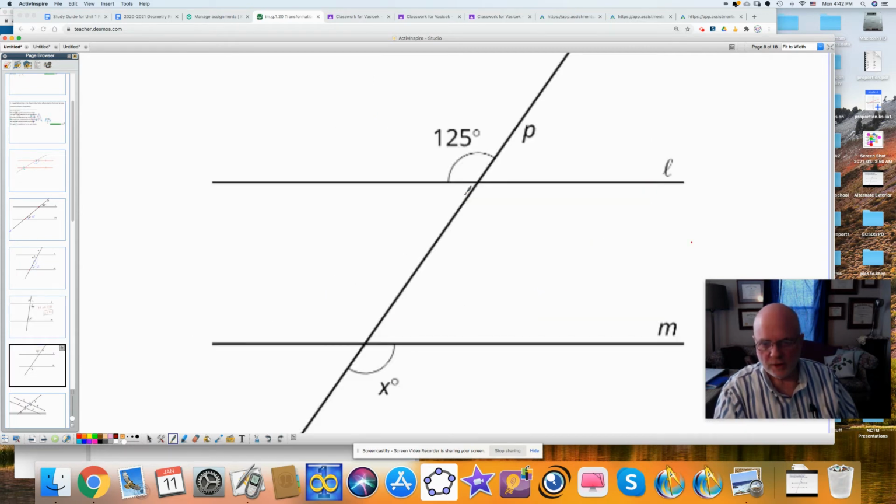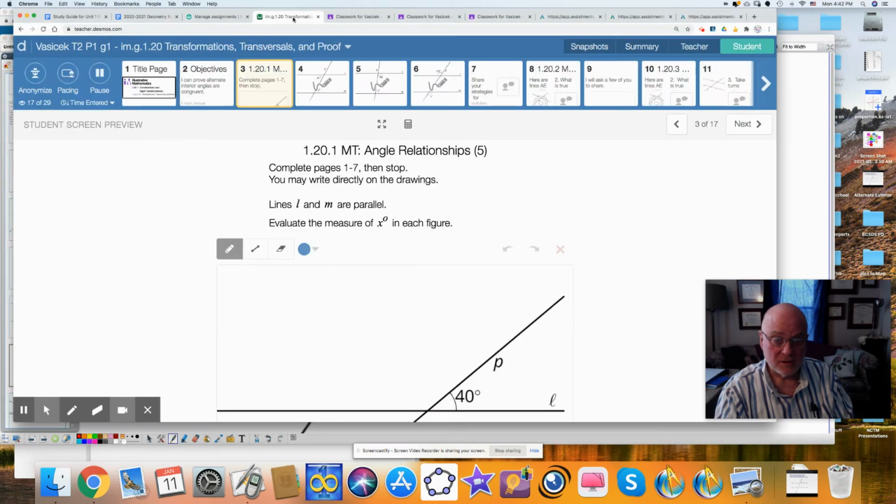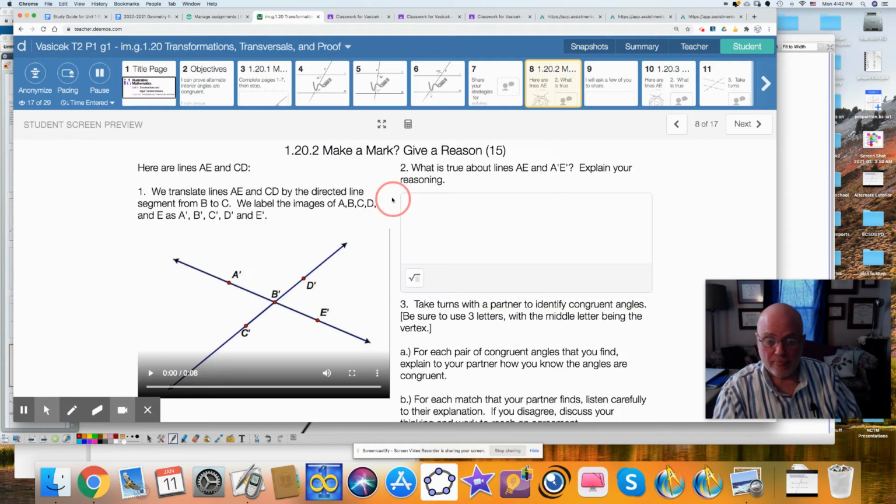Finally, we have this one, 125. And I'm going to point out again that I could translate it by the directed line segment from this vertex down to here, so it's there, and then rotate it 180 degrees. Or I could rotate it 180 degrees around this point. Any one of those will get me to the same place. So basically, they're either the same or they add up to 180. They're supplementary. That's kind of interesting, isn't it? A little bit.